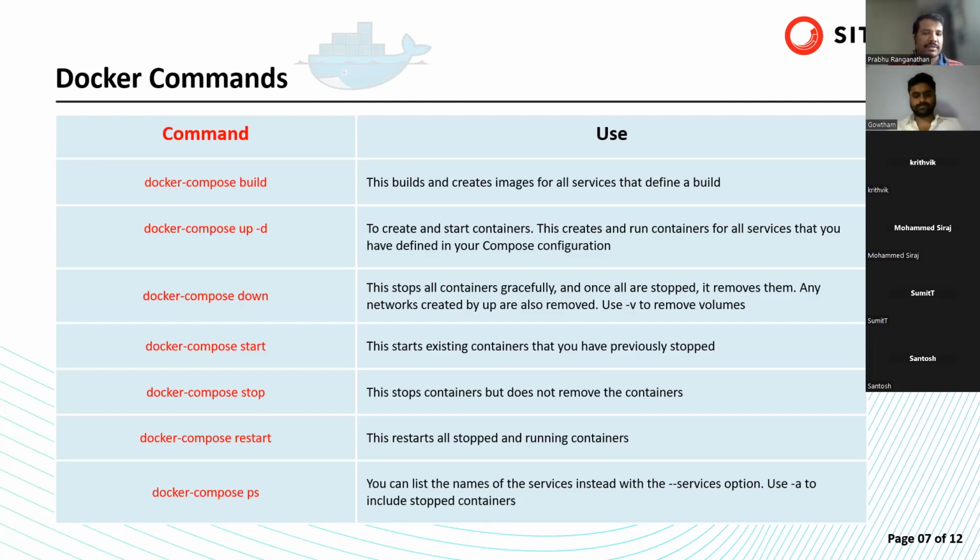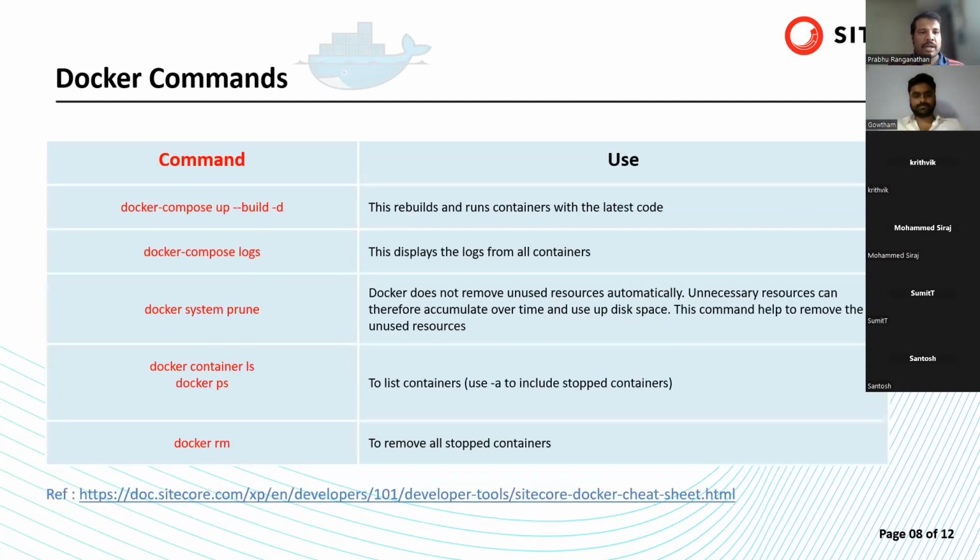And docker compose ps actually lists all the services which are running right now. To include the stopped containers, you can use -a. It will include the stopped containers in the list as well. And docker compose up --build actually rebuilds the container. The container has to be rebuilt in a few scenarios. In those scenarios, you have to use this command. And in order to see the logs, you can use the logs command.